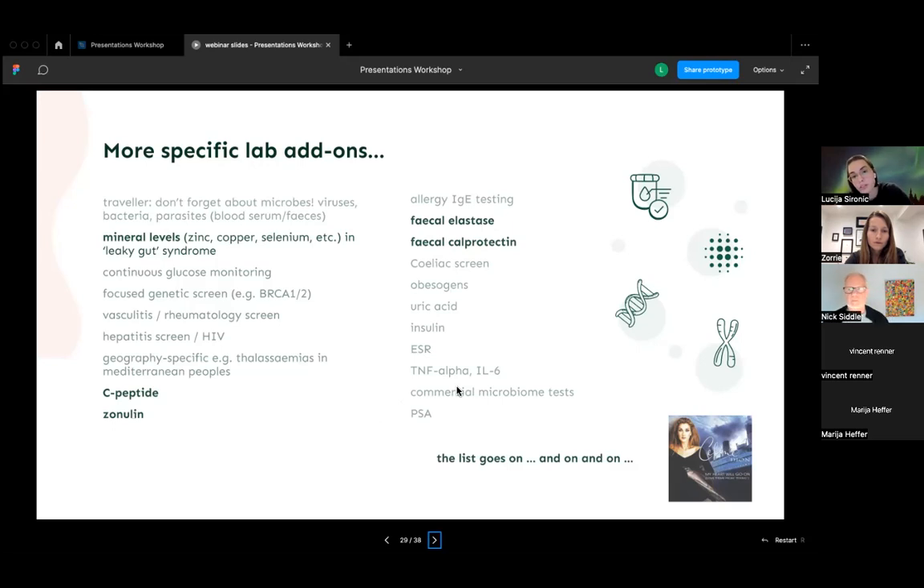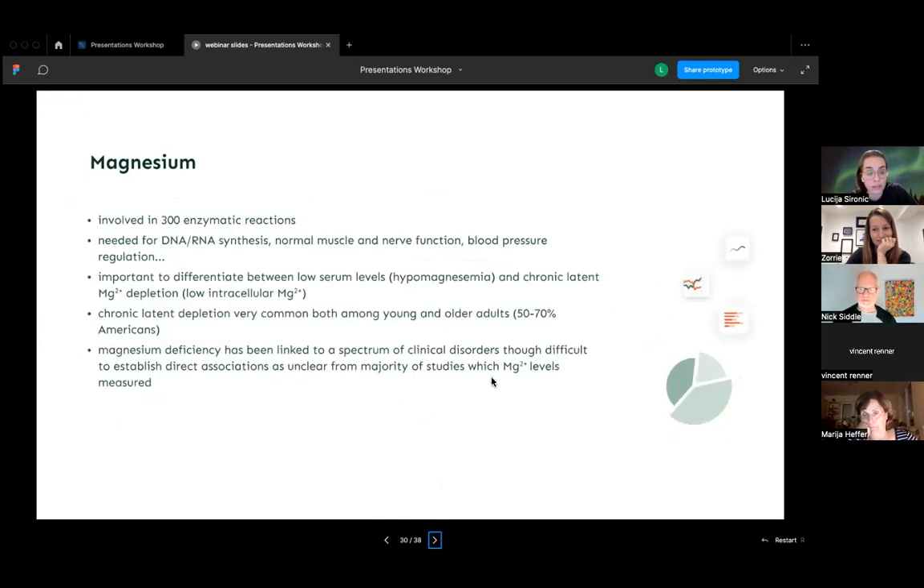The point of this is to show you that once you do the core stuff and once you get the results back, you may need to think about what to do next. And as Celine Dion said in her Titanic song, my heart will go on. Well, this list can go on and on and on. But if you start with the core tests, then it's easier to know where you're going next.